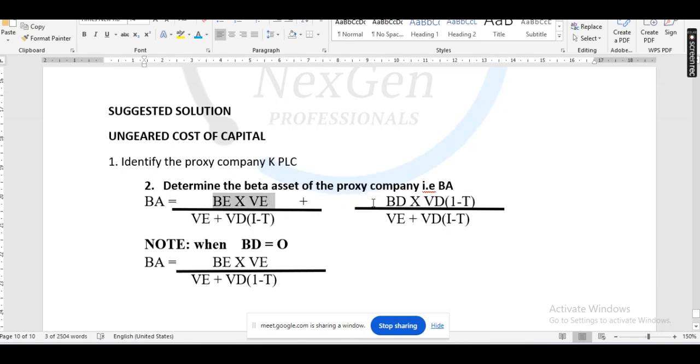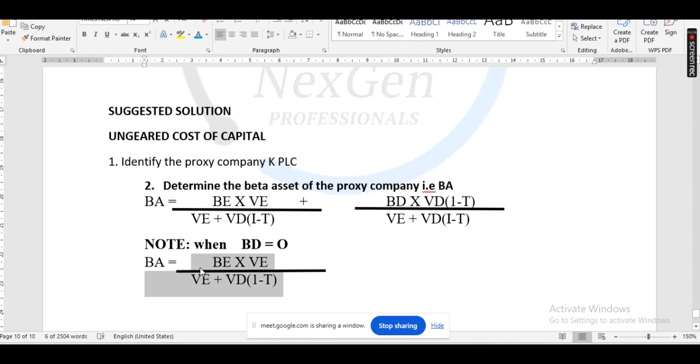Don't forget that, class, beta debt is not given in this question. The beta debt of the proxy company is not given in this question. So therefore, the beta debt will be equal to 0. So all these parts, we don't need it. This other part here, we don't need it. Right? We are going to use this.